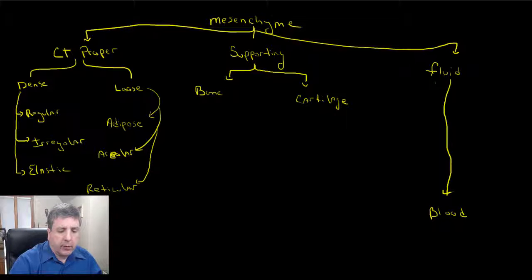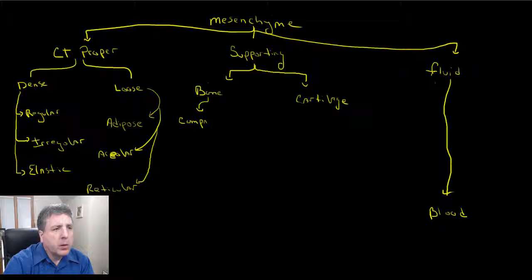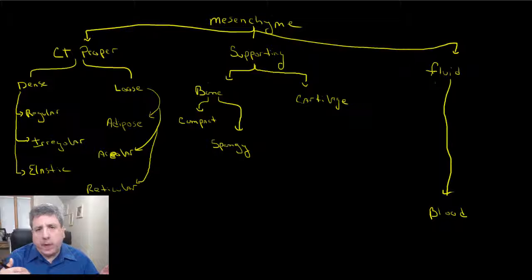And for bone, just briefly, once we get into the skeletal system, we'll go into much more detail. But under bone, we're going to have two different flavors. We're going to have compact, and we'll just call the other one spongy. Spongy bone has a couple other names associated with it. You can have cancellous bone, that's also another name for spongy bone. Trabecular bone is another name for spongy bone as well.